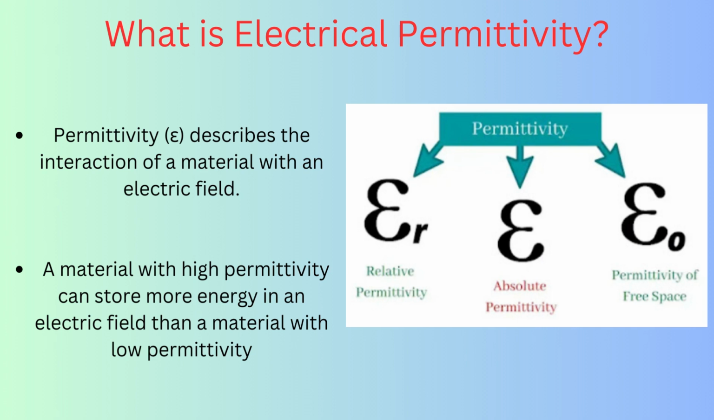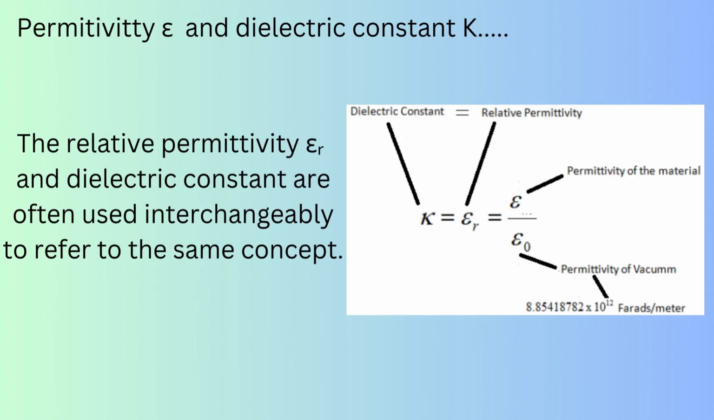In today's session, we will be seeing what is epsilon r, epsilon zero, and epsilon. Permittivity is a measure of how much electric flux can pass through a material in the presence of an electric field. Permittivity and dielectric constant are related concepts in the field of electromagnetism and describe the behavior of materials in the presence of an electric field.